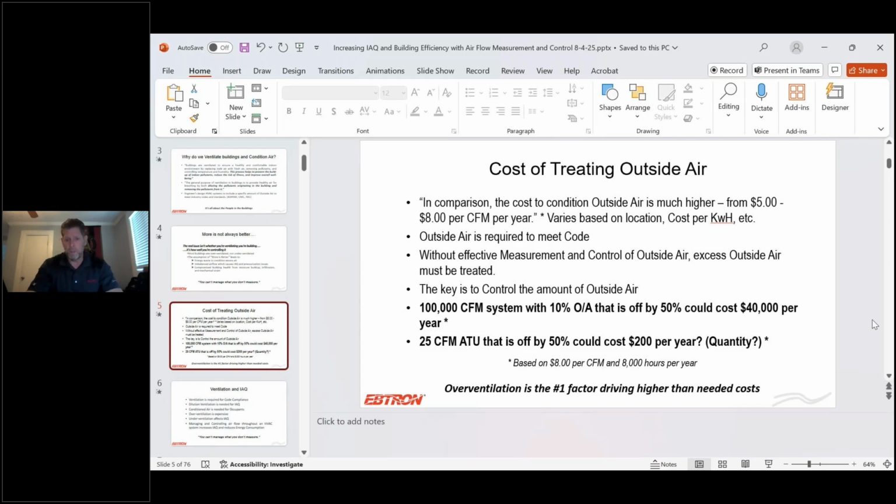However, in a lot of high-rise buildings, there's not just one air terminal unit VAV box. There's hundreds. So you take all the number of air terminal units you have, multiply times $200 per year, and you could see that could be driving quite a bit of cost in your HVAC system. So as it states there at the bottom, overventilation really is the number one factor driving higher than needed costs with that HVAC system.